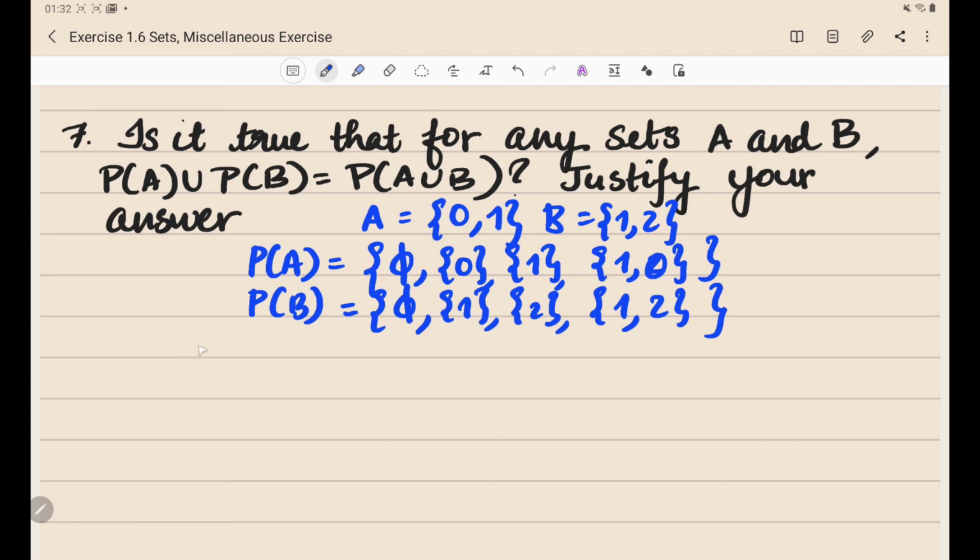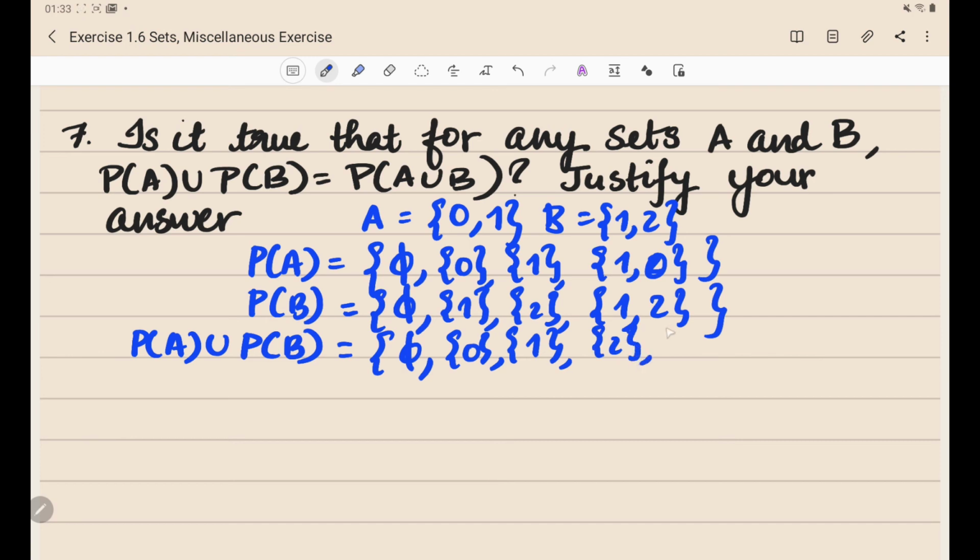Now what is P of A union P of B? That is all the subsets of the power set P of A and all the subsets of the power set P of B, that is: the empty set, {0}, {1}, {0, 1}, {2}, and {1, 2}. So these are the elements of P of A union P of B.